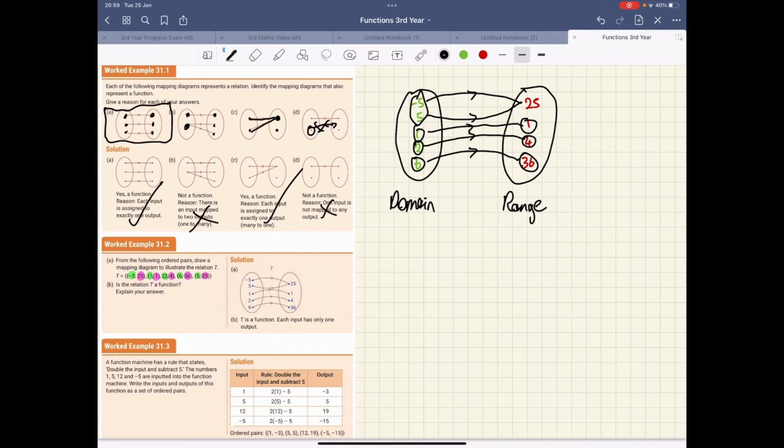Then the last worked example, 31.3. A function machine has a rule that states double the input and subtract 5. All right. So it says write the inputs and outputs of this function as a set of ordered pairs. So I'm going to do what they did, and I'm going to use the two-way table. There's 4 inputs, so I'm going to make a relatively big table here.